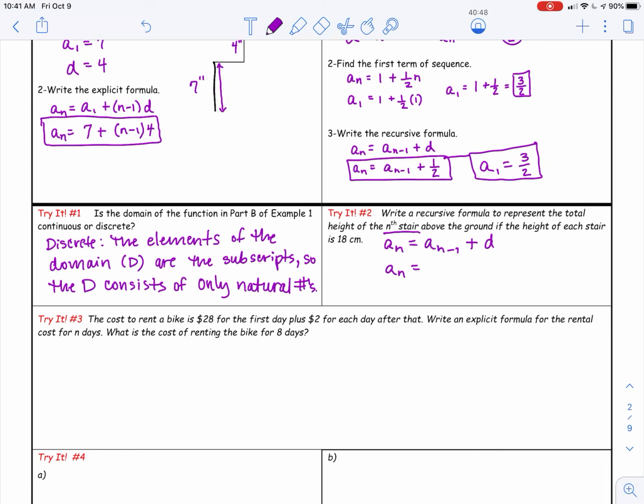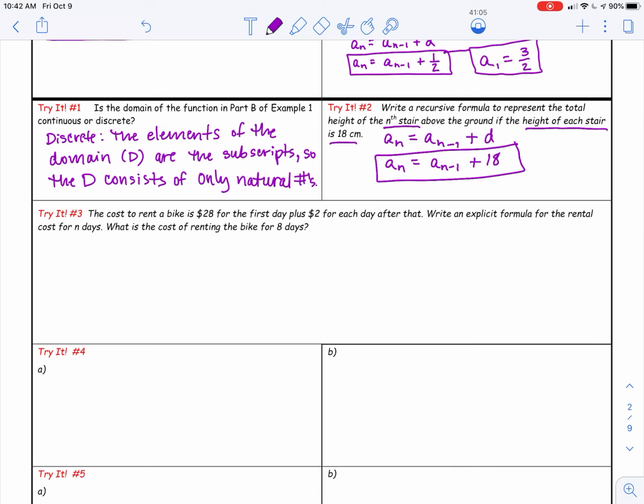All right, so the nth stair equals A, which represents the previous stair, plus what is our common difference? Well, if the height of each stair is 18 centimeters, that's our common difference. And that's how you write that.